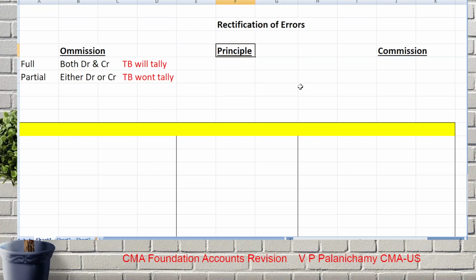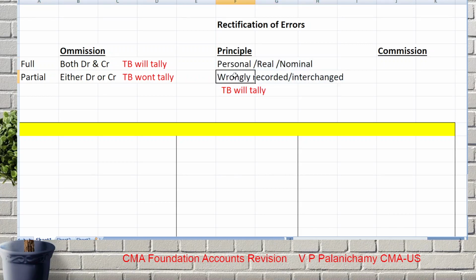Golden rules of accounting are clear. What are the golden rules of accounting? Personal accounts, real accounts, nominal accounts. இதை தப்பா புரிஞ்சுட்டு journal entry pass பண்ணா that is called as error of principle. If you don't understand the personal real nominal accounts, if they are interchanged wrongly and recorded, that is called as which one? Error of principle. இதனால trial balance affect ஆகாது. Trial balance will tally.